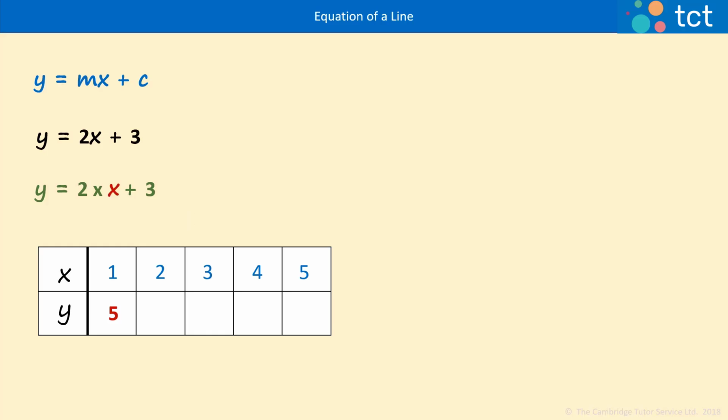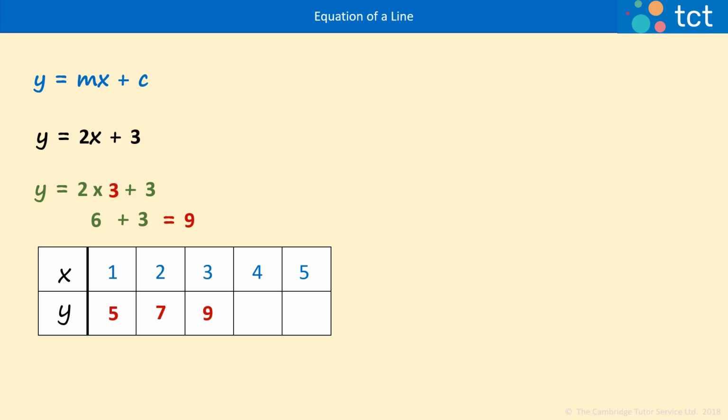Let's try the next one. This time x is 2. So we're going to put that 2 in the equation. 2 times 2, that's 4. Add 3, that's 7. So if the value of x is 2, then y will be 7. This time we're going to say x is worth 3. So put the 3 in the equation. 2 times 3, that's 6. 6 add 3, that's 9. So if the value of x is 3, y will be 9.